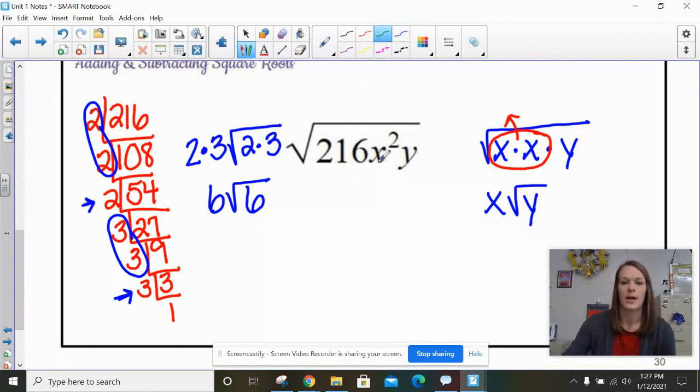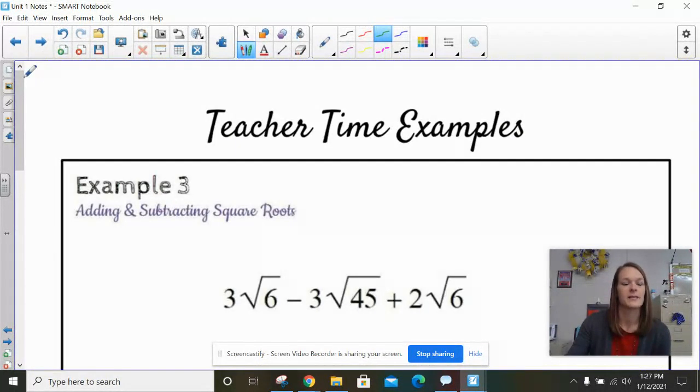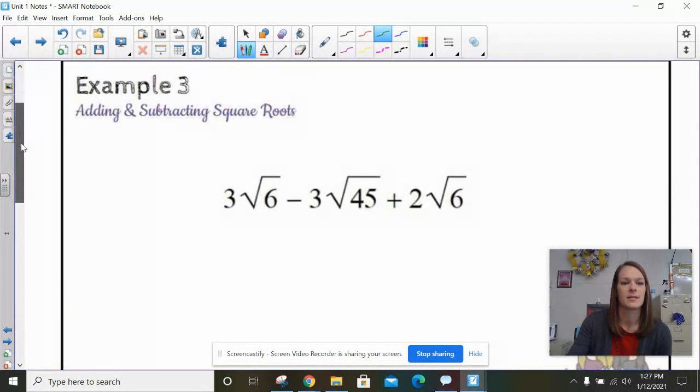Okay, so now I got to put it back together. So this one and this one. I have a 6 on the outside and an x on the outside. So that's 6x, and my radical. And a 6 on the inside and a y on the inside. So 6y. And that will be your final answer there. So that's just simplifying when you have variables with it. Okay, so let's take a look at adding and subtracting.